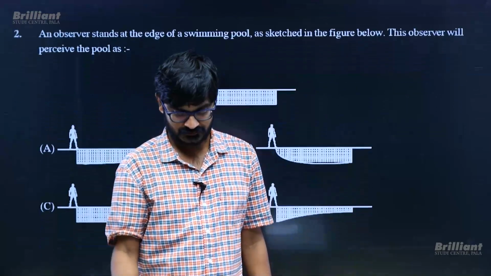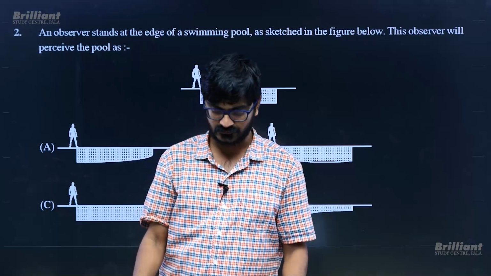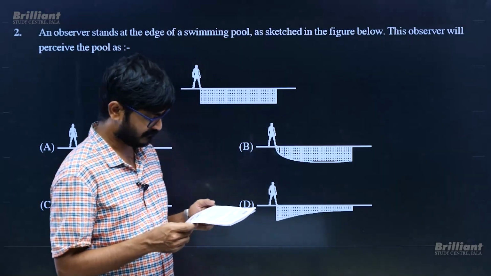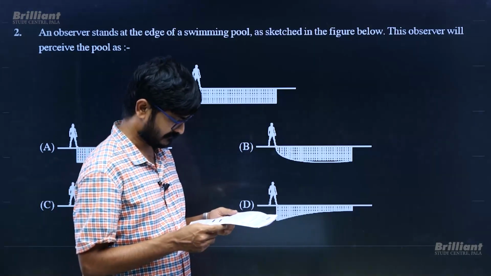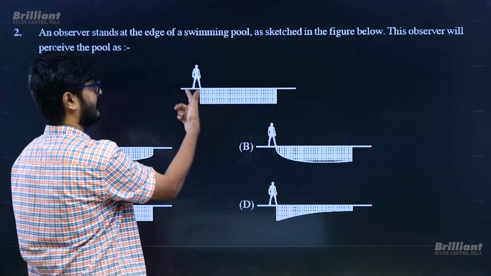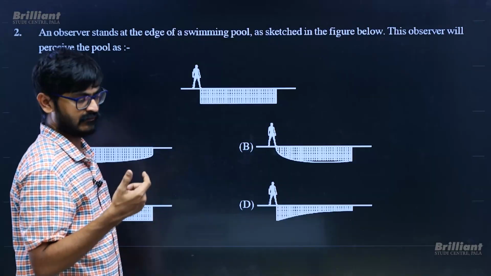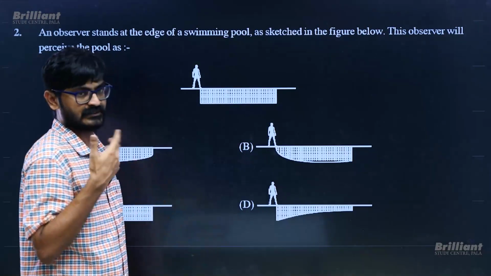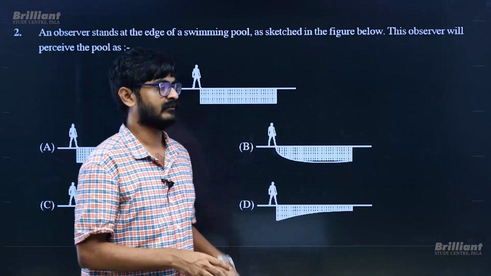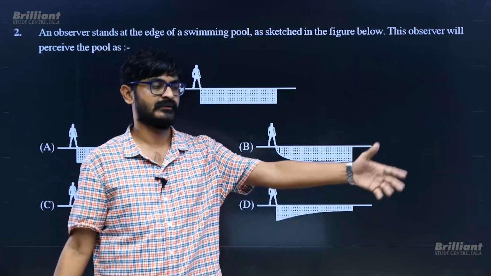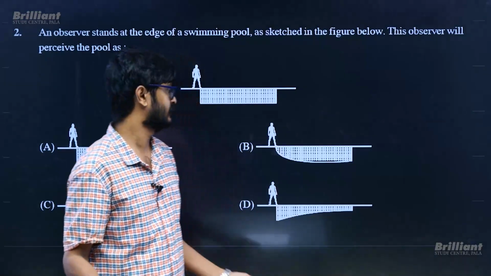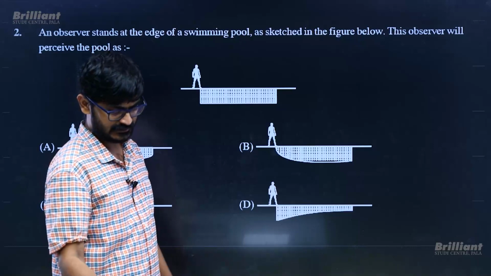Going to the second question. An observer stands at the edge of a swimming pool as sketched in the figure below. How will this observer perceive the pool? Basically this is the reality, but how will he see it? When a person looks exactly around the normal, there will be a shift. But when it is not around the normal and it makes some angle, we don't generally derive it, at least I don't, but still you can guess the answer.